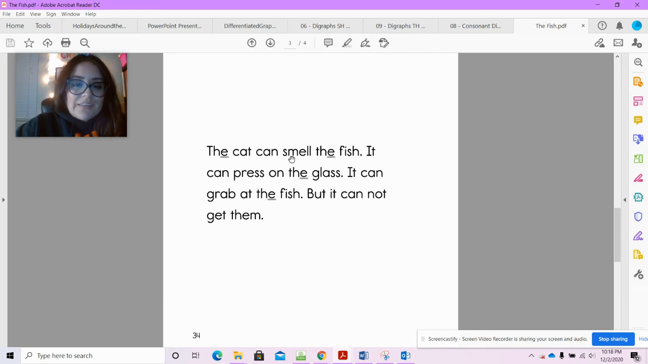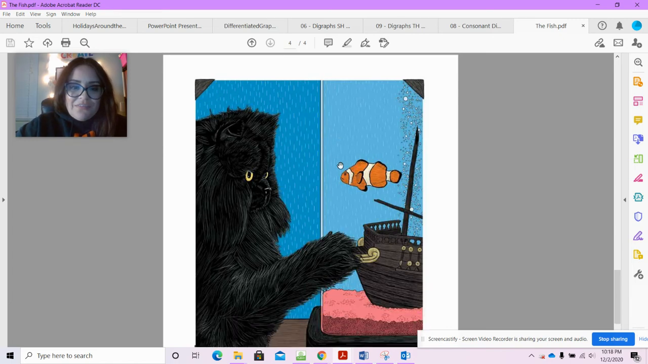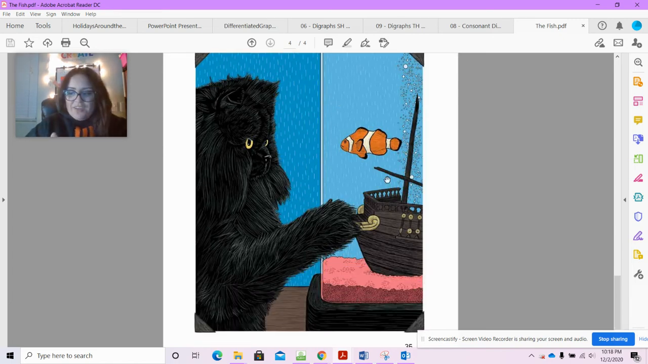The cat can smell the fish. It can press on the glass. It can grab at the fish, but it cannot get them. Oh no, the cat cannot get the fish.